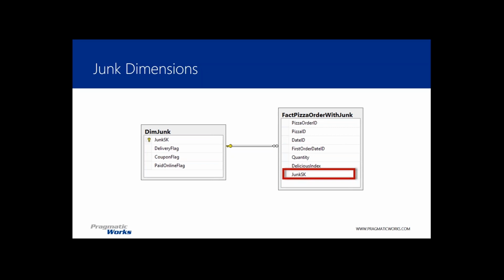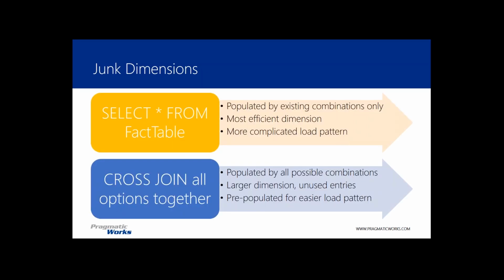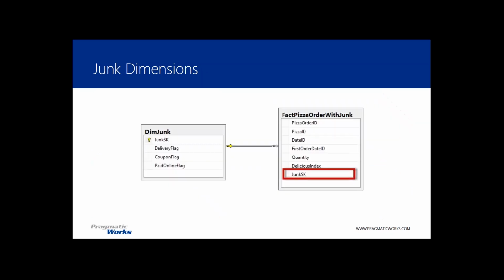Okay? There's 2 ways that we can go about actually populating this. We can either do a select, probably not a select star, that probably shouldn't have been what I put in there, but we do a select from our fact table, and we populate our junk dimension with only the existing combinations. So just real quick, if we have these 3 combinations here, we have a yes and a no on each one of those. We could have a yes, yes, yes, a no, no, no, a yes, no, no, a yes, no, yes, and so on until we come up with all these different combinations.